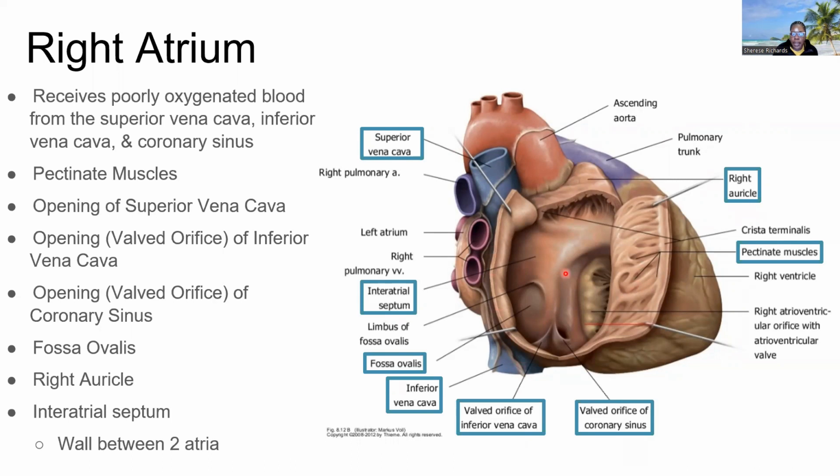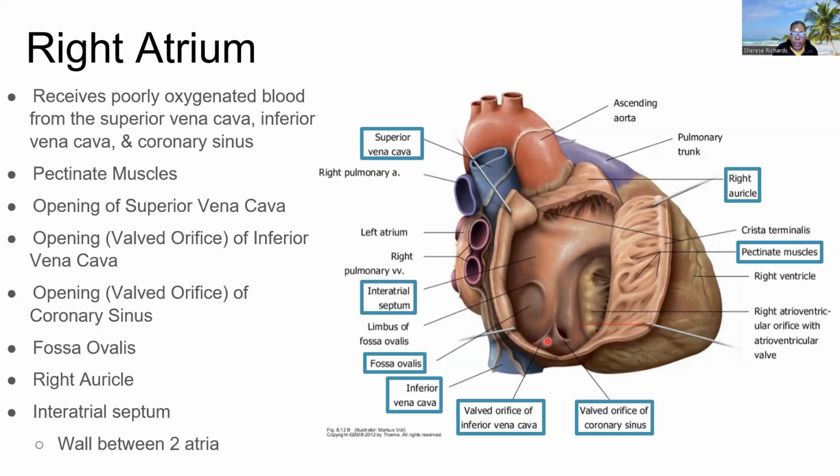Some of the features of the right atrium include the pectinate muscle, and that is essentially the wall of the chamber itself. This is the pectinated wall, and pectinated here means it's kind of fleshy, almost like a fruit. And if you look at this appearance, you can see that. And then there is the opening for the superior vena cava, which we talked about superiorly, and the opening for the inferior vena cava, which is inferior.